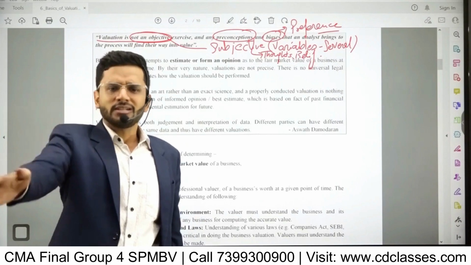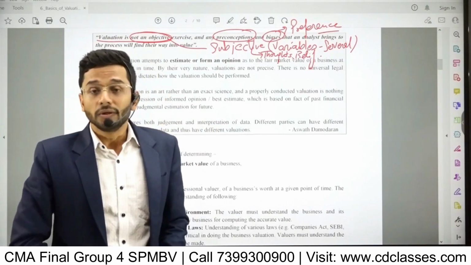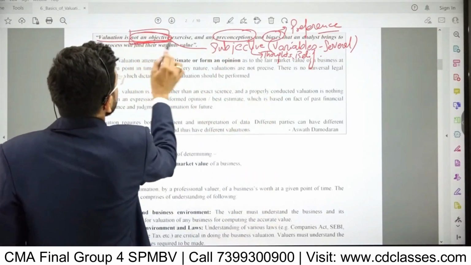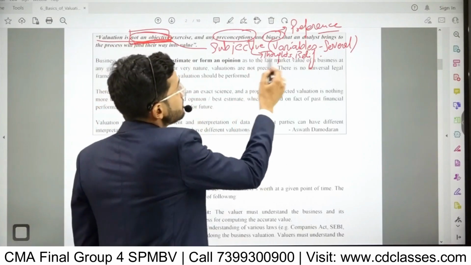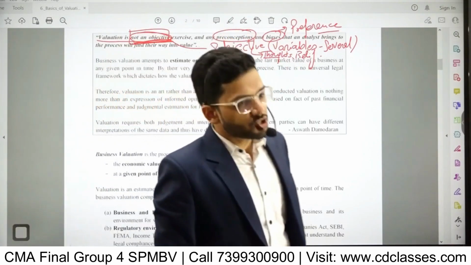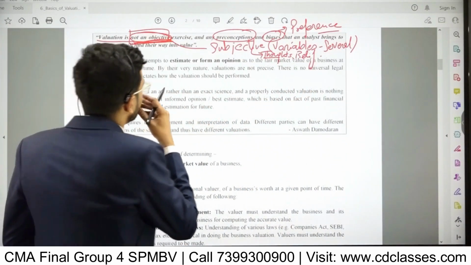It's not about what is right and what is wrong. It is about perspective. What perspective are you doing valuation with? That is the key thing, and that is why it is said that valuation is not an objective exercise, it's a subjective exercise, which means it will change from person to person. It will change from circumstance to another circumstance. It will change. It will be different.